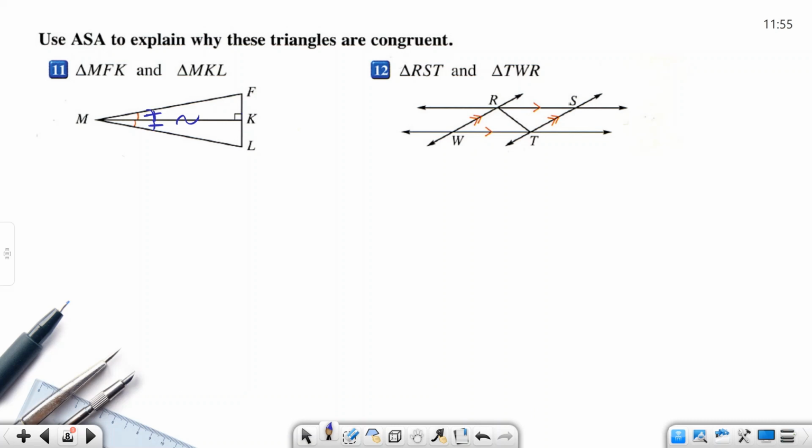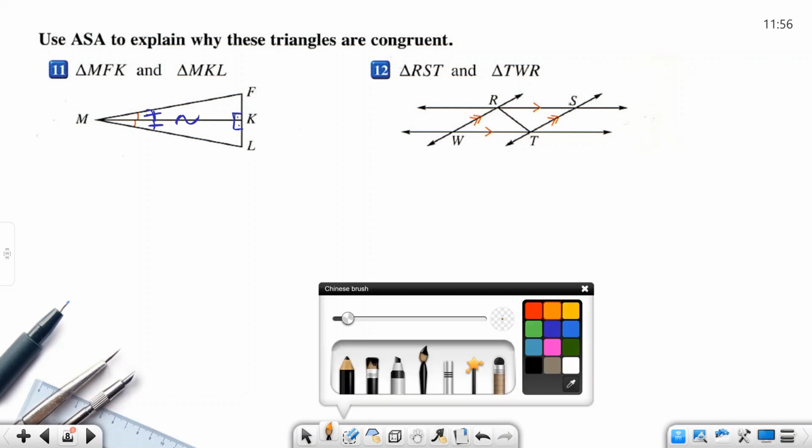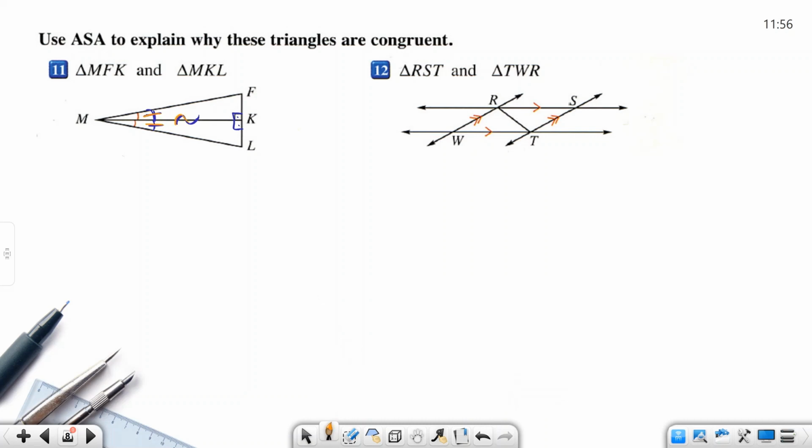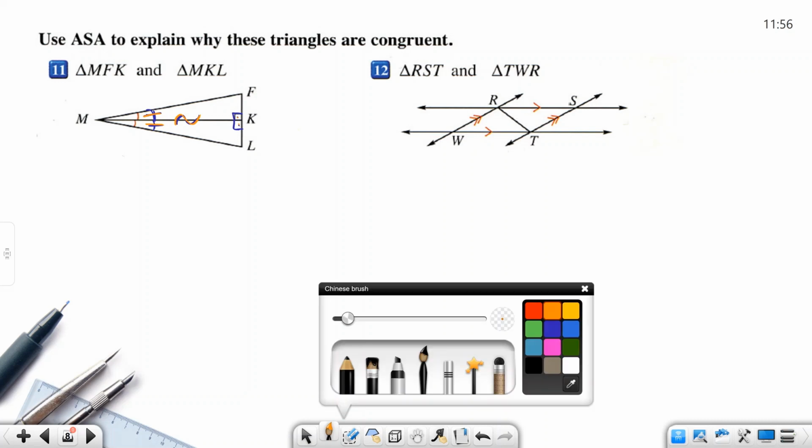So as you see, if this is 90 degrees here, it's given. Because of the supplementary angle, this must be 90 degrees. So angle, let's change the color here to make it clear. Angle, side, angle. So we can say they are congruent. Okay, let's continue with that one.